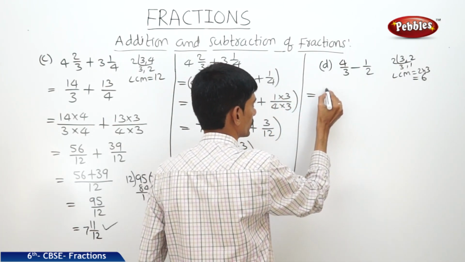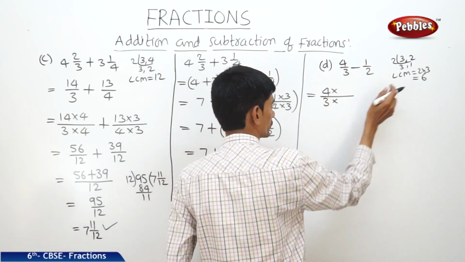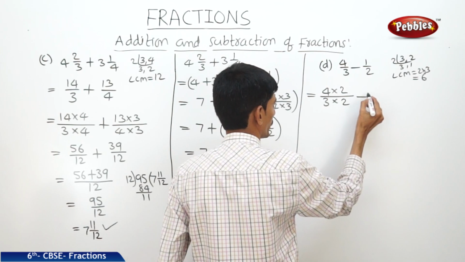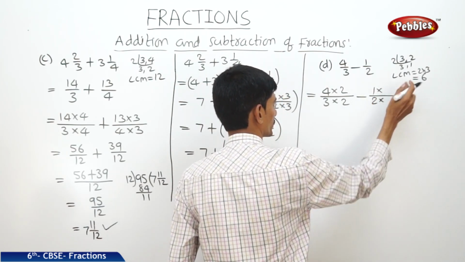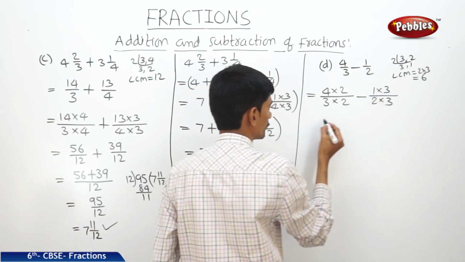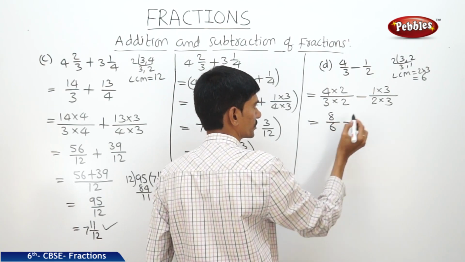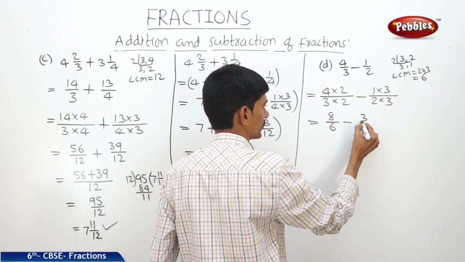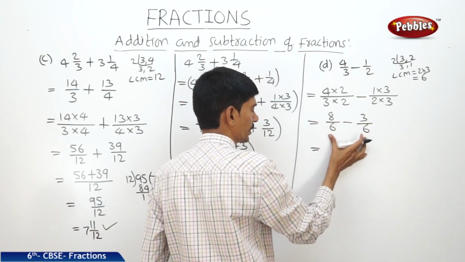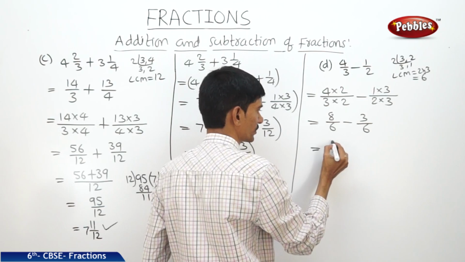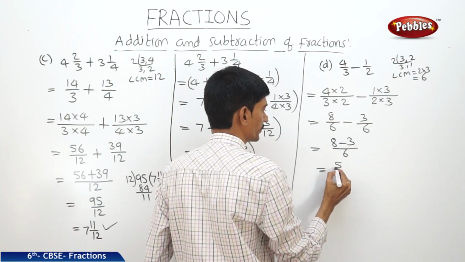Now we take 4 by 3, 3 2s are 6, so we take 2 by 2, minus 1 by 2, 2 3s are 6, so we take 3 by 3. Now 4 2s are 8 by 6 minus 1 3 is 3 by 2 3s are 6. Now when the denominators are equal, we subtract the numerators. 8 minus 3 by 6, so this equals 5 by 6.